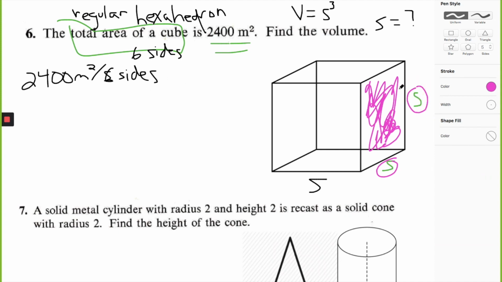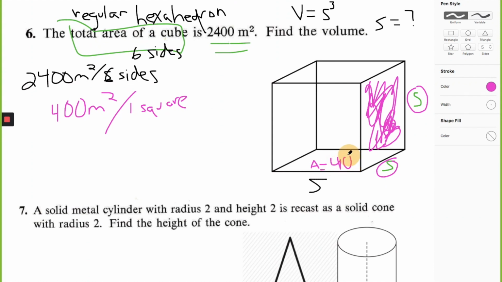So if we can figure out what the area of that is, and the area down here, for instance, is going to be just this divided by 6. We need to find this as a unit rate, right? 2,400 divided by 6 is going to be 400 square meters for one of those sides, or 1 square of the regular hexahedron.